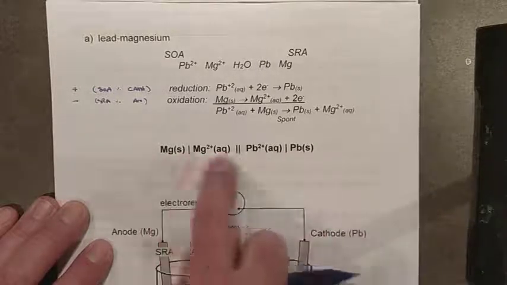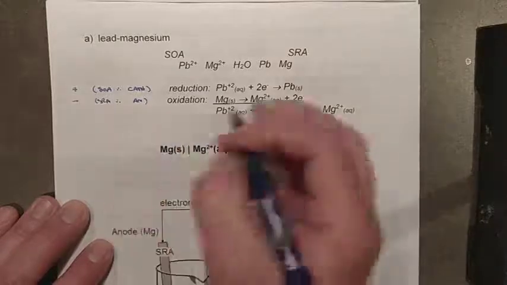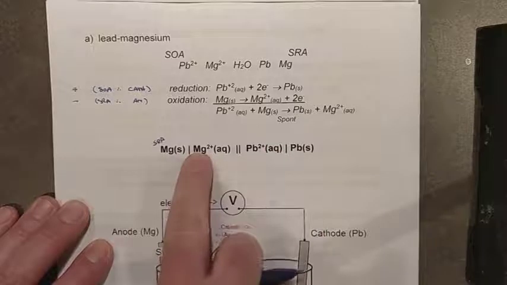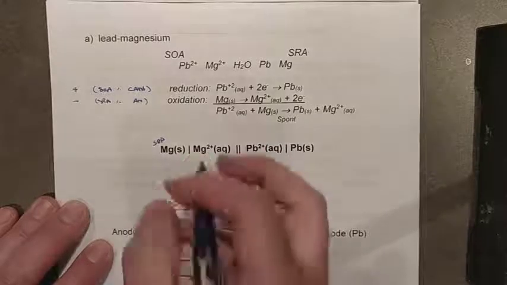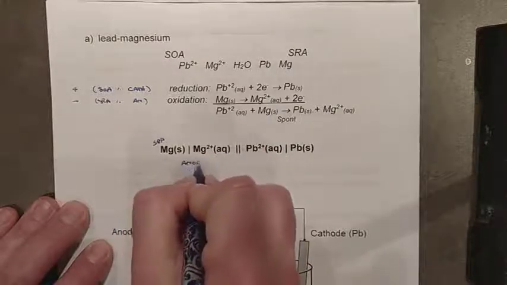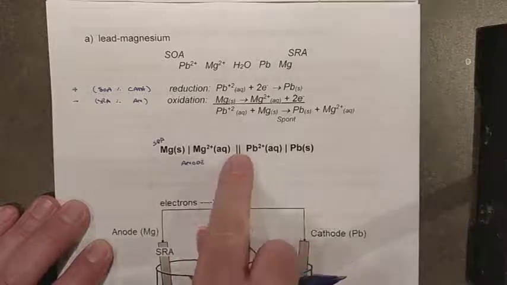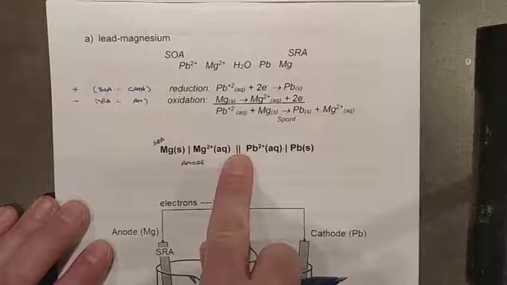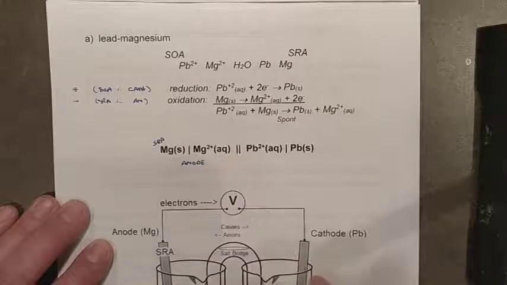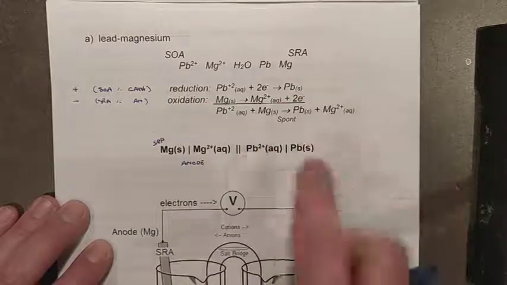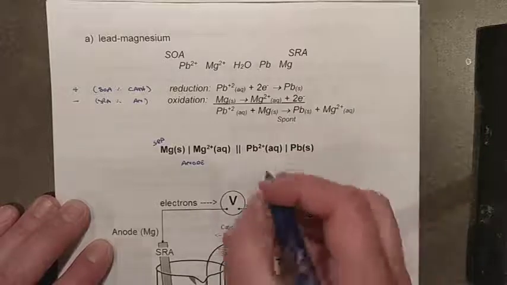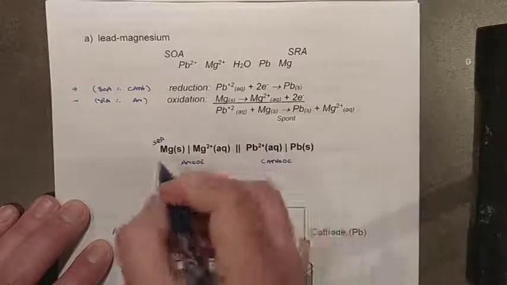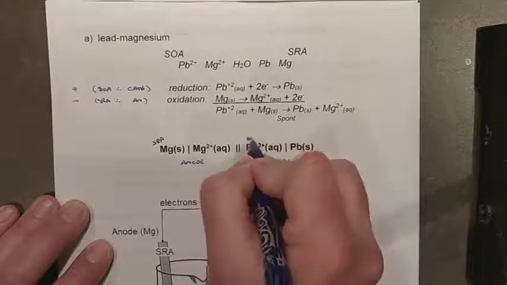Here's our notation. All right, you can see that magnesium was our SRA. It got oxidized to Mg2+. Therefore, this half here is our anode. There's your porous boundary. You need something in between these two half cells to keep them separated so that we can access those electrons. And then you can see lead 2+ was reduced to solid lead. So there's your cathode. And that's your two half cells. And of course, there's your SOA.